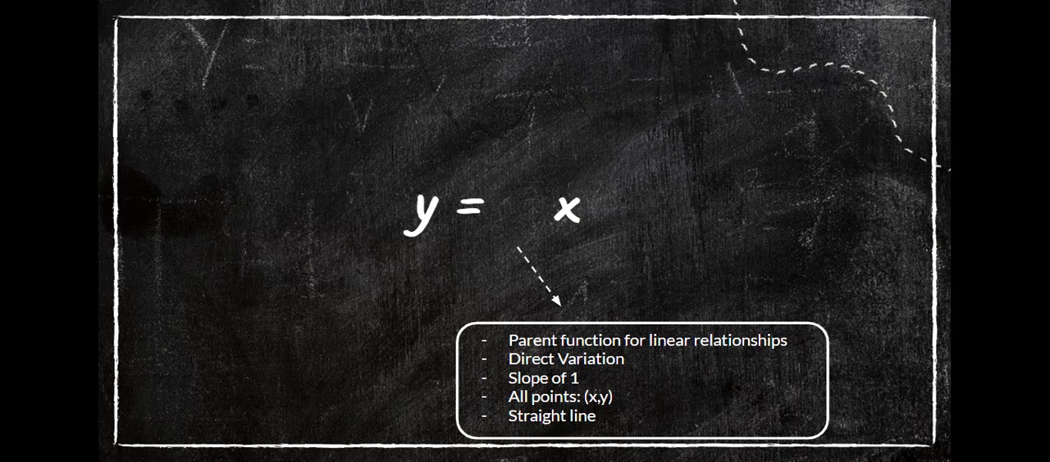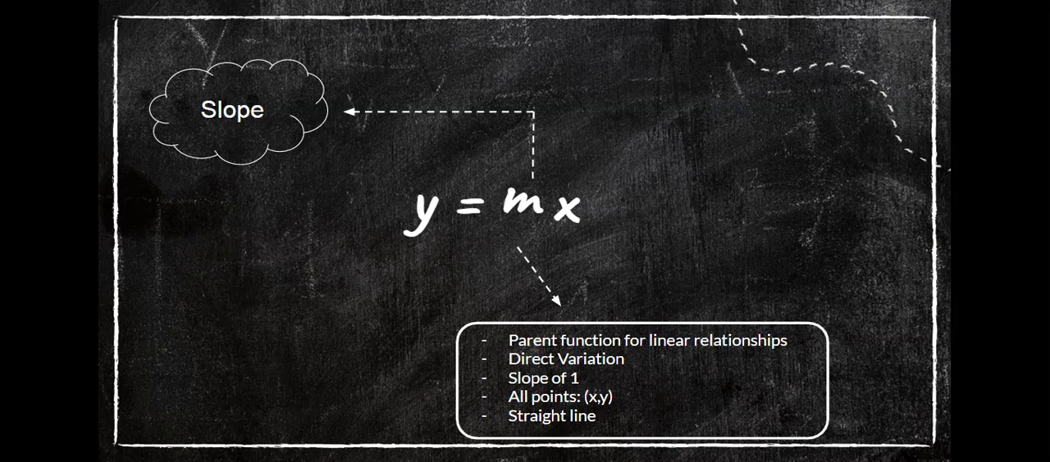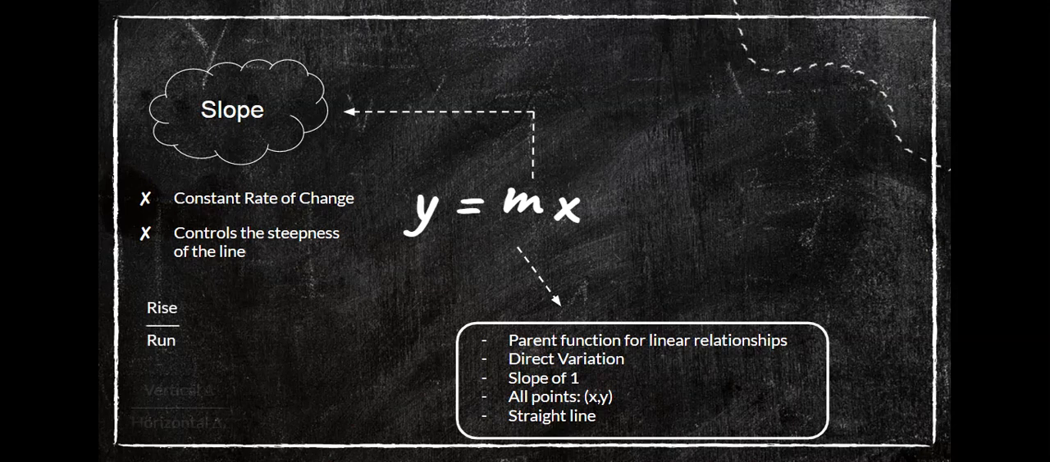Since we can make this coefficient any number that we want, we can represent it with the variable m. M will represent the slope of our equation. Remember that the slope is the constant rate of change in a linear relationship. It controls the steepness of the line, and we can represent that as the rise over the run, or the vertical change of our graph over the horizontal change of our graph.